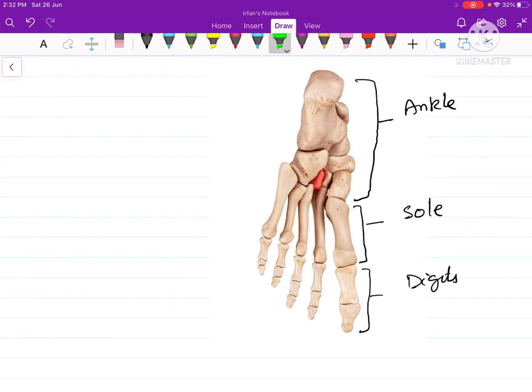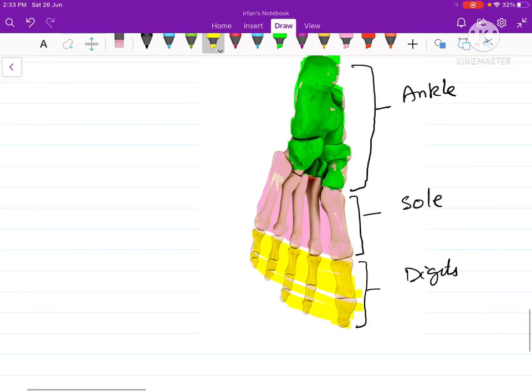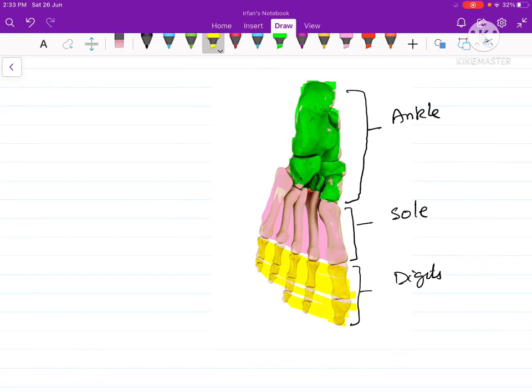So let me highlight them in different colors. This region represents the ankle, or what is also called the hindfoot. And this region represents the sole or midfoot. And finally, the terminal part, that is the digits. So these are the different parts of our foot. Let us now discuss them in some detail.